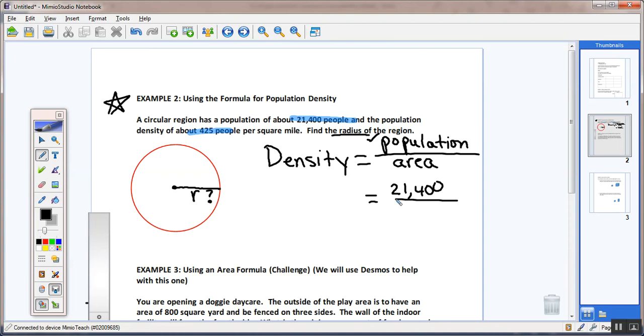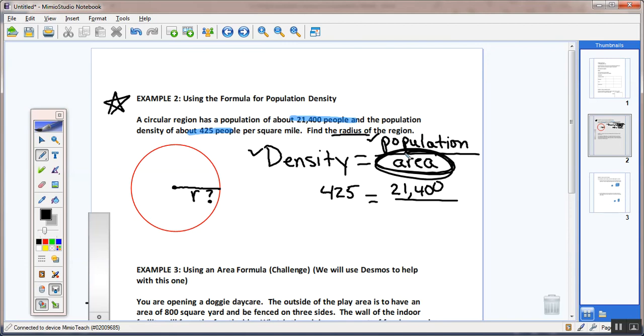Let's see, I've got another value up here, 425. That 425 is a what? It's a density, isn't it? So what can I plug in for density right here, kids? Thank you, bud. 425. Okay. So my question becomes, kids, and this is how I want you to start thinking about these types of problems. What values do we not have within this formula up here? We have the density, we have the population, but we don't know the area.